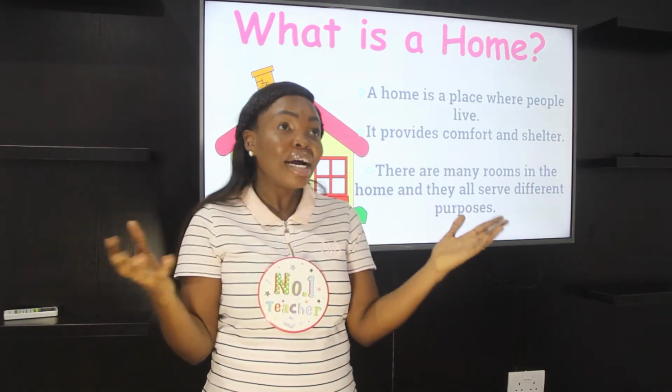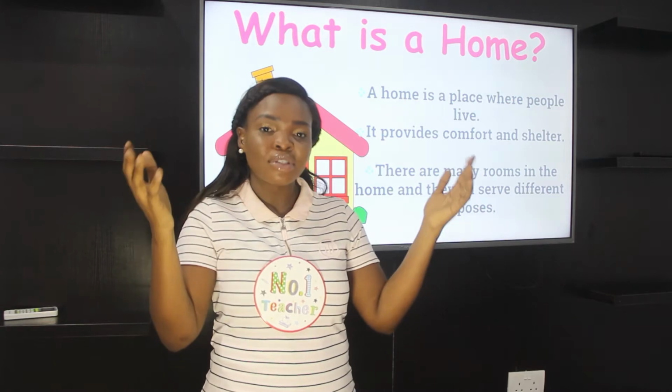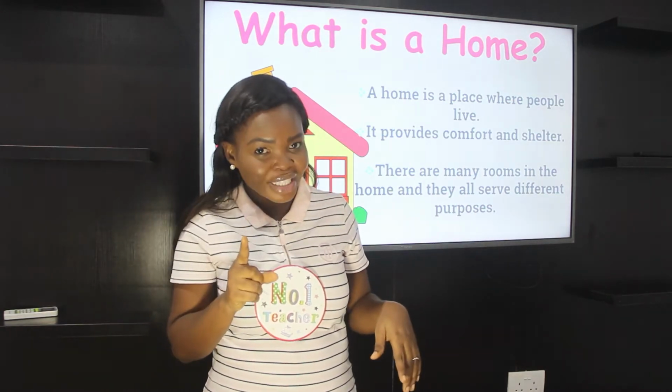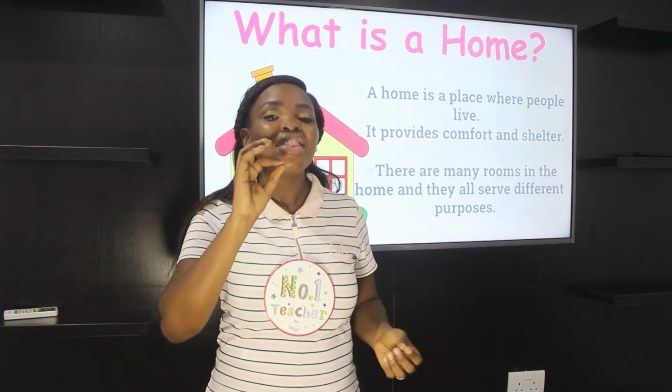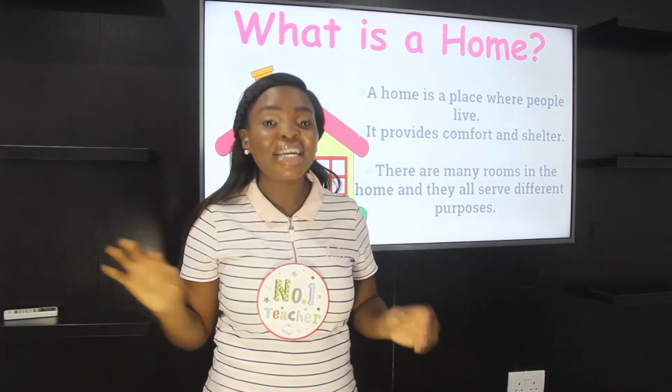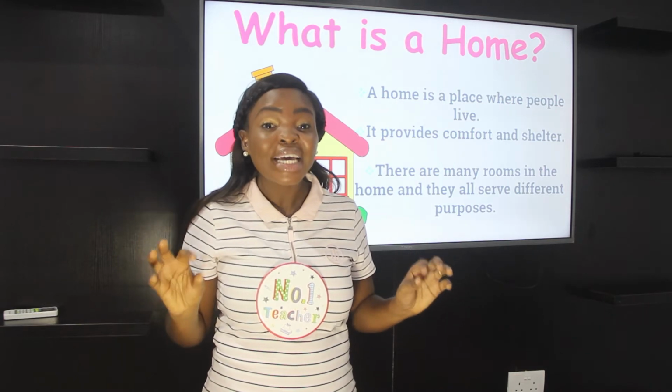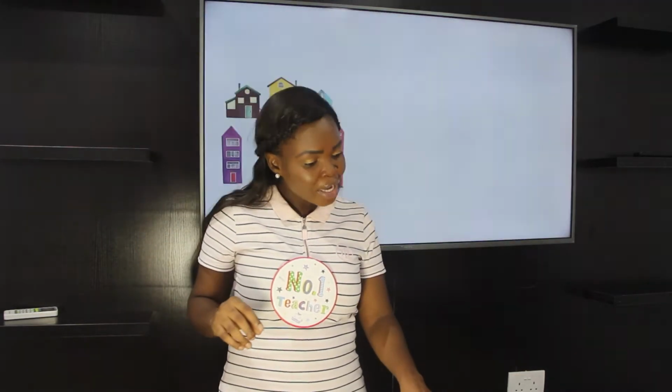For some people, it's a library. They like to read. For some people, it's food. They love to eat. For some people, maybe it's the bathroom. They love to clean up. So there are very many rooms in the home, and there are a lot of things that we can do, even in our homes. All right.